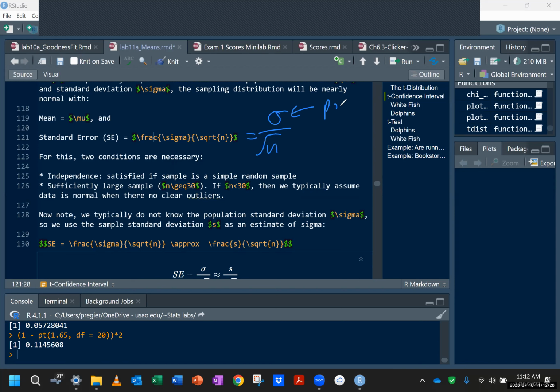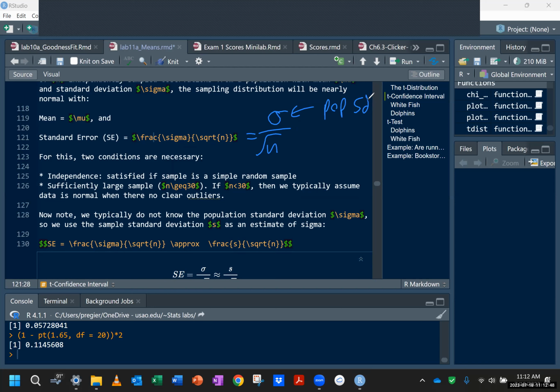Sigma is our population standard deviation. At this point, we should notice a problem. We often do not know that. We don't know what the population standard deviation of any size sample. So what we do is we say, hey, if we have a large enough sample, we can use some assumptions.